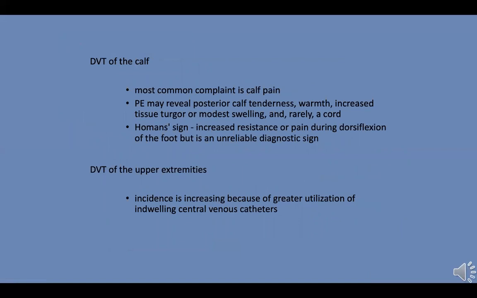In deep venous thrombosis of the calf veins, the most common complaint is pain in the calf area. Physical exam may reveal posterior calf tenderness, warmth, increased tissue turgor, or modest swelling, and rarely you may feel a cord-like structure. A common sign is increased resistance or pain during dorsiflexion of the foot, but this is an unreliable diagnostic sign. In deep venous thrombosis of the upper extremity, the incidence is increasing because of greater utilization of indwelling central venous catheters.